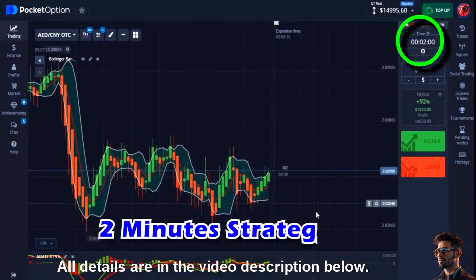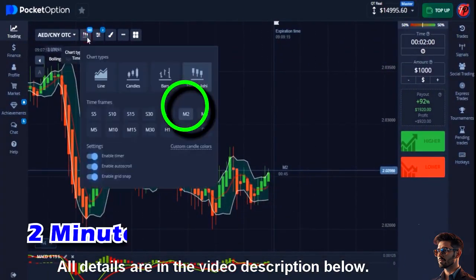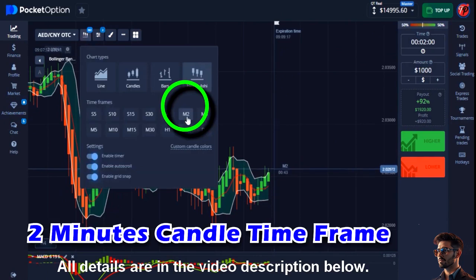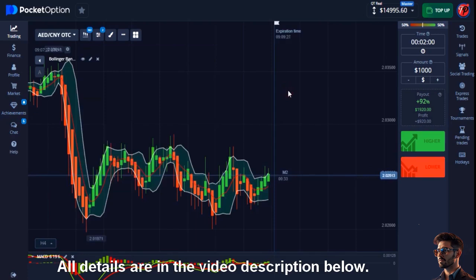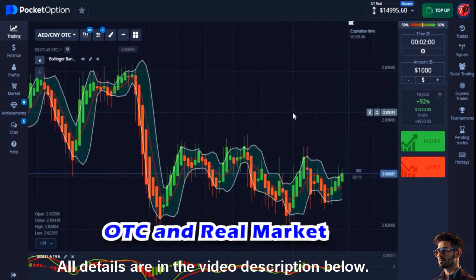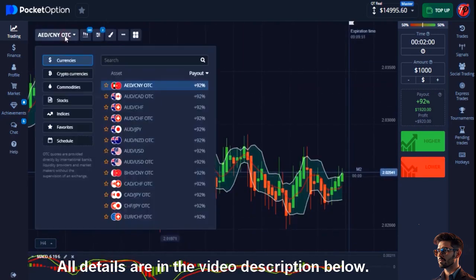So this is a 2-minute strategy. Don't forget that we are doing this on 2 minutes, and also a 2-minute candle time frame. I'm also using it on a Japanese candlestick, which is Heikin Ashi candlestick. So that's pretty much the setup of this strategy. This strategy will work with both the OTC market and the regular market, but in today's video I'll be trading OTC mainly.